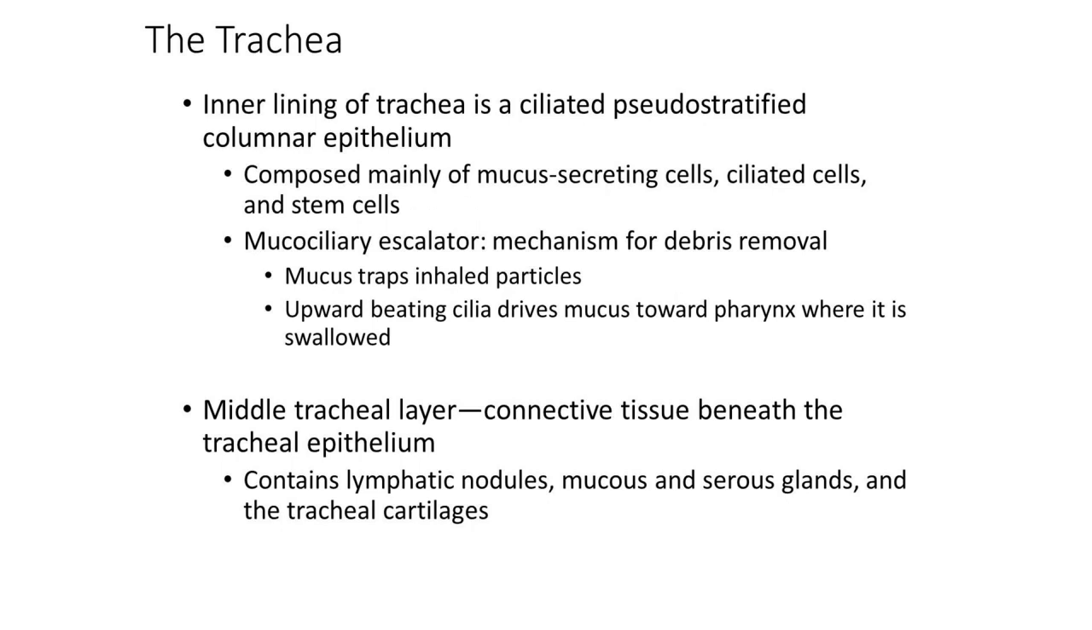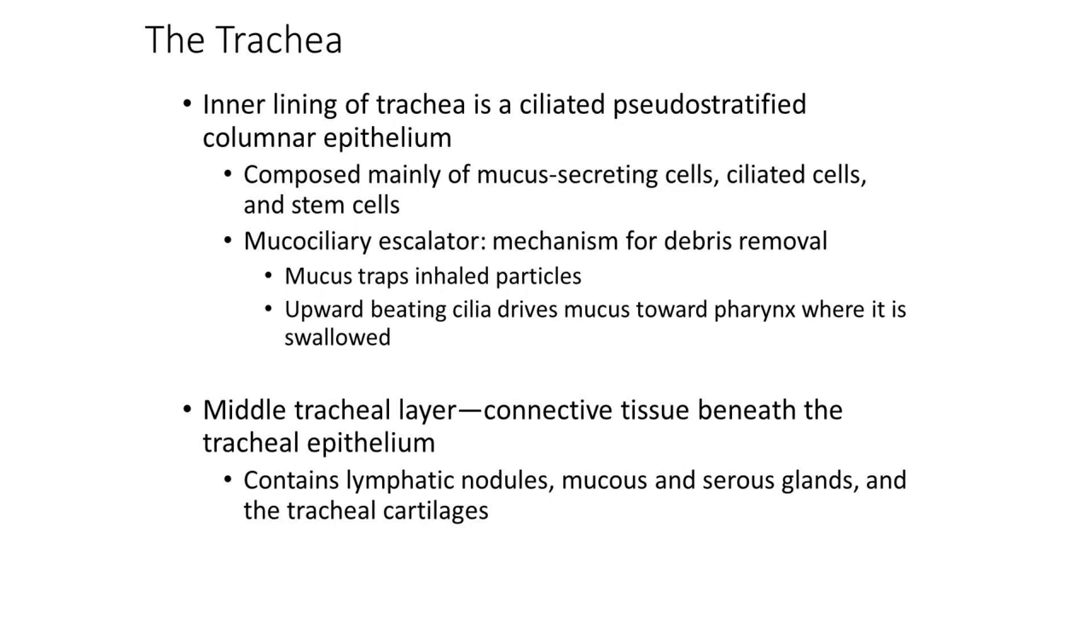The inner lining of the trachea is ciliated pseudostratified columnar epithelium, and this tissue is composed mainly of mucus secreting cells, ciliated cells, and stem cells. All these mucus cells are the ones that come in and trap the inhaled particles, right? Your trachea is a mechanism for debris removal, and it does this because of these specialized cells. The beating of the cilia drives the mucus toward the pharynx, where it is then swallowed.